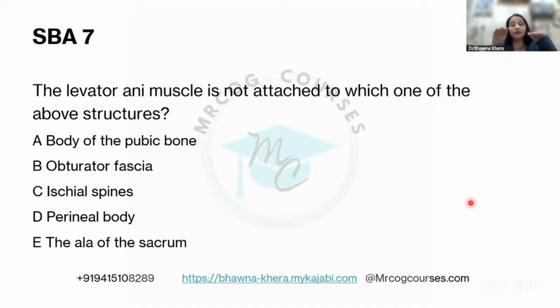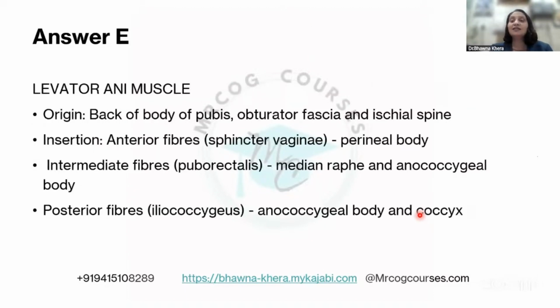So yes, the body of the pubic bone, it's going down from the obturator fascia, it is coming from the laterally, from the ischial spines again it is coming, and in the perineal body, yes, but it is not attached to the ala of sacrum. So E is the correct answer.